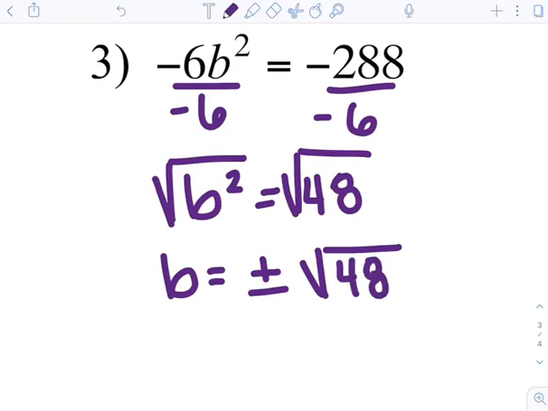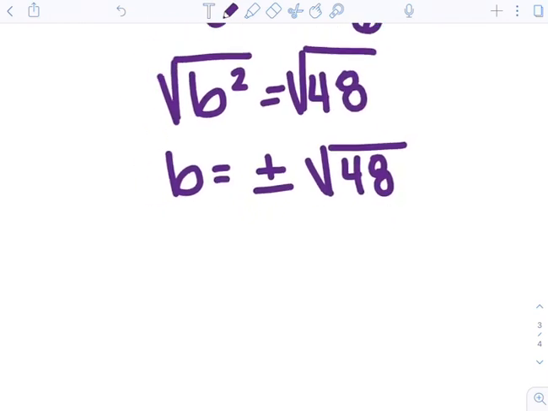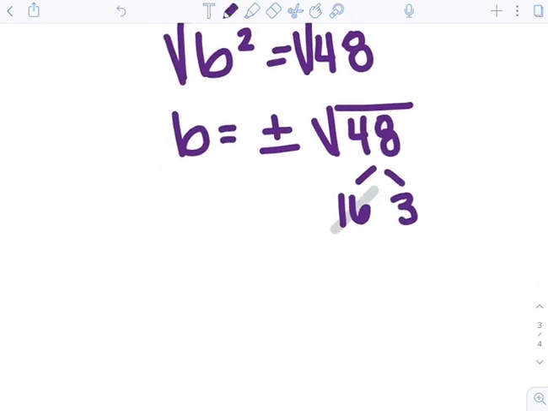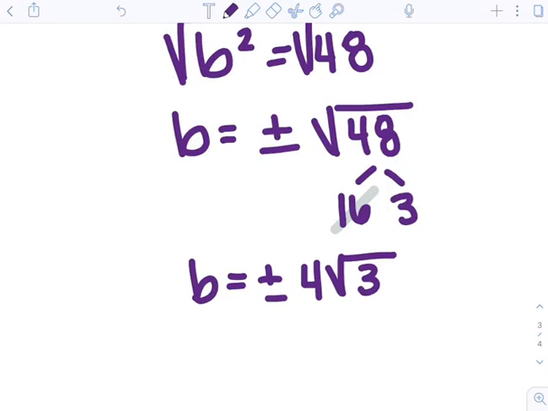Now that's not a perfect square, so I'm not going to get a whole number, but you have to make sure you simplify your answers, right? So I need to find the biggest perfect square that goes into 48, so this is fully simplified. So we have 16 and 3. 16 is my perfect square, so that's going to come out. So b equals plus minus, well, the square root of 16 is 4. And we have 3 left in the square root. So it's positive 4 root 3 and negative 4 root 3.